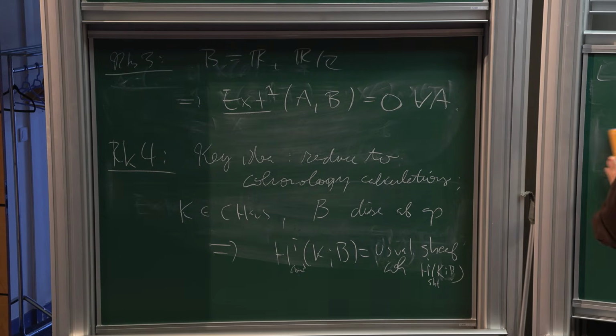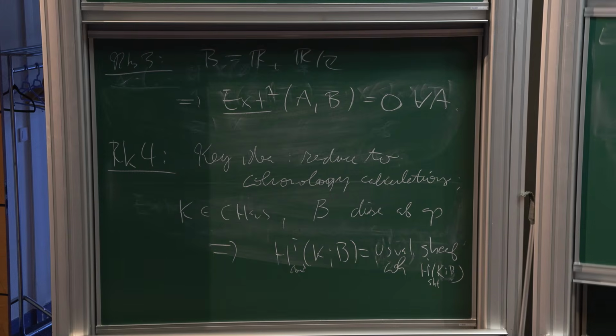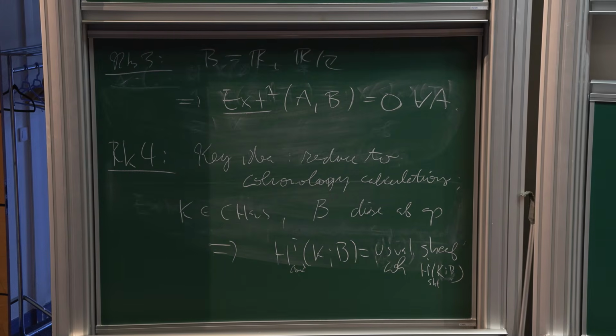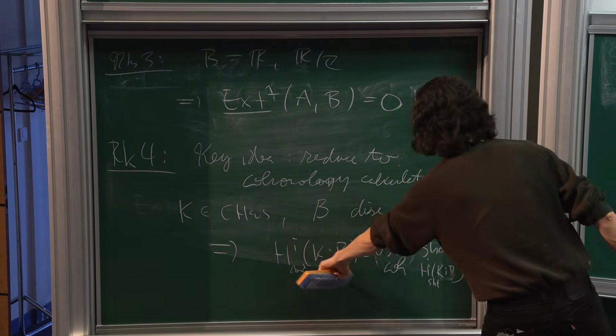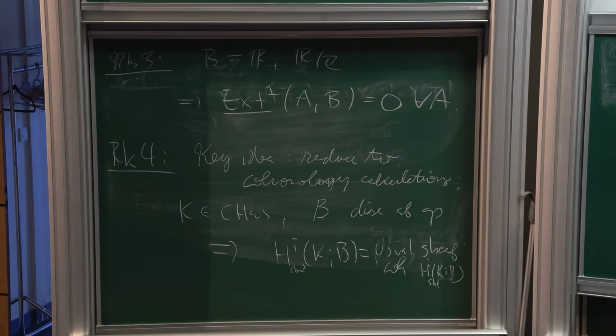Yeah, so what does that mean? There's different ways of defining it, but let's say that it means Ext's from the free condensed abelian group on K to B. Oh, that's cohomology in the condensed topos of sets. Yeah, that's also what you, yeah.